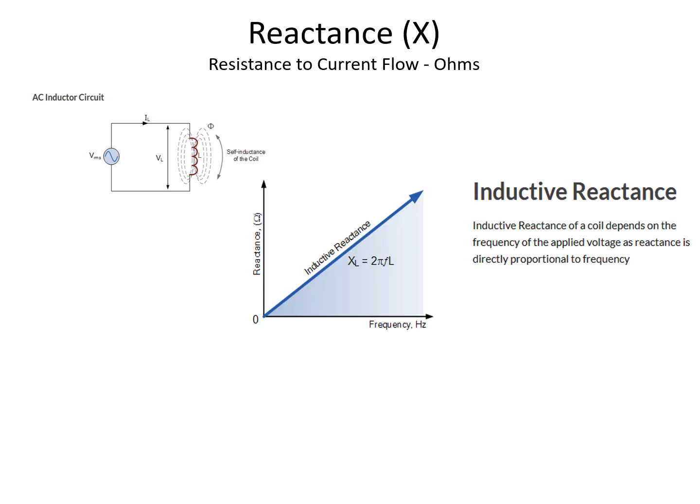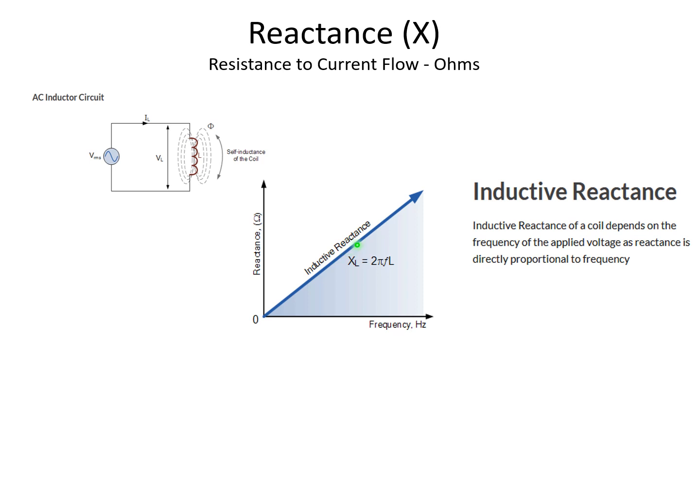So if we look at what inductive reactance is, this resistance to current flow as a function of frequency, if we start out at DC, the inductor looks like a short circuit. So there is no resistance to current flow. It'll flow just as if it were a straight piece of wire. And then as we increase frequency, the inductive reactance increases linearly here.